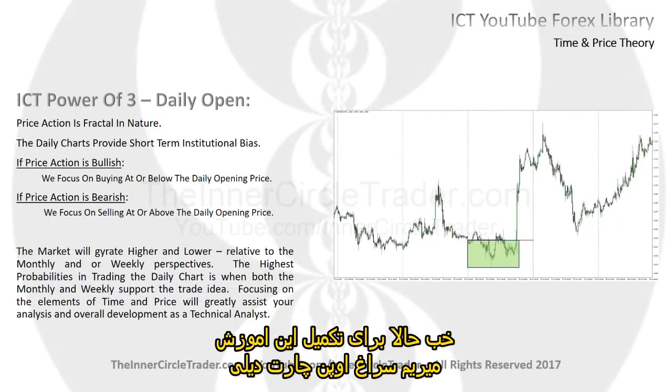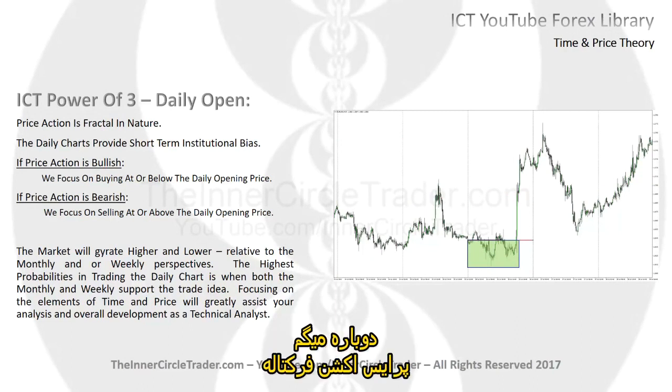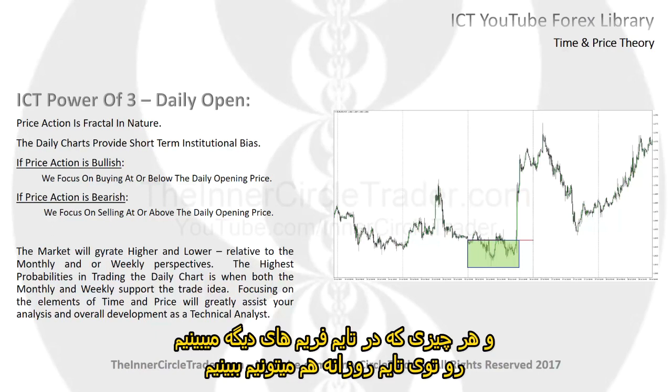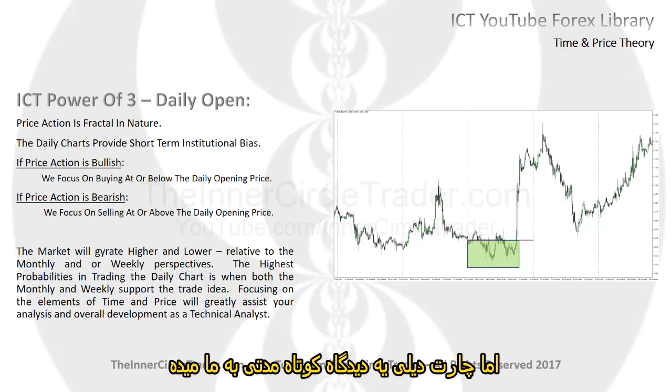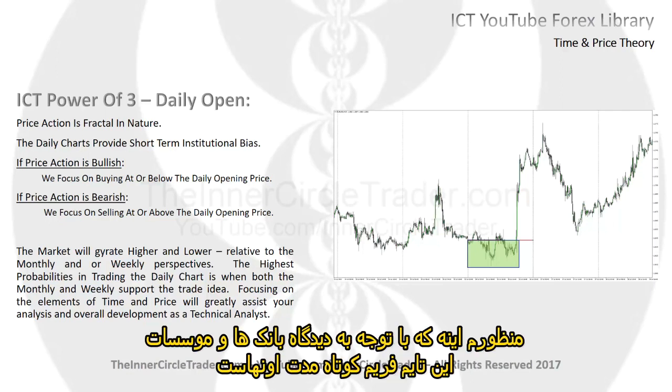Okay, moving right along. To complete this teaching, we're going to be referring to now the opening price on the daily. So again, price action is fractal, and what we would see on other time frames can be seen on the daily as well. But the daily chart provides us a short-term institutional bias. In other words, what the large institutions, insurance companies, and banks are looking at relative to the daily time frame, that's going to be their short term.